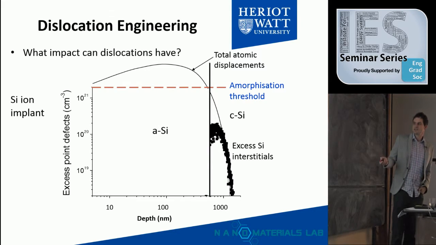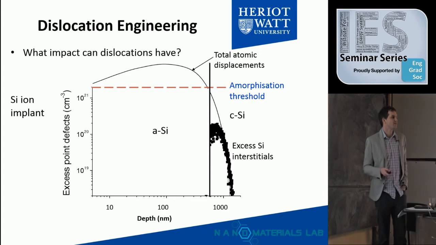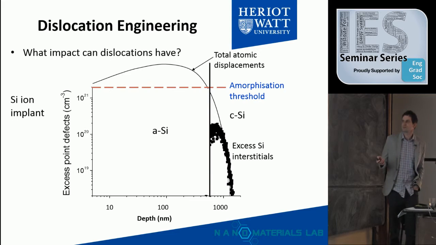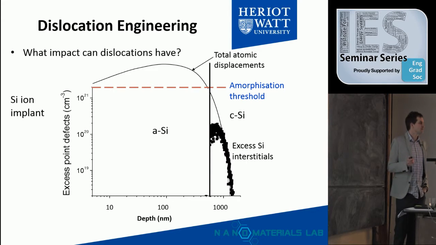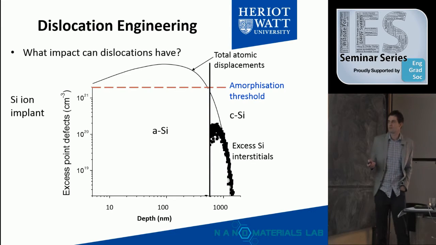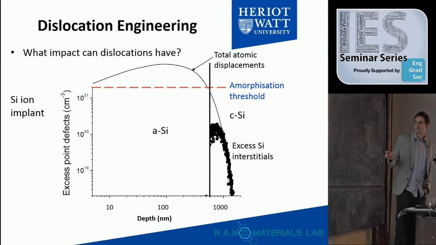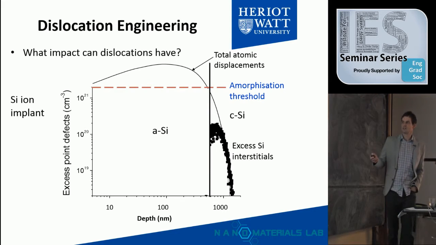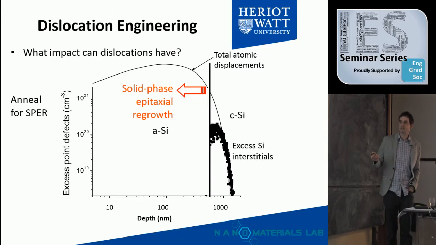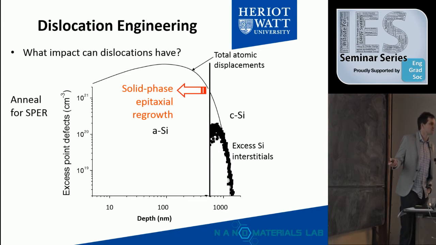Slightly beyond this, at slightly deeper depths, we just get excess interstitials for the same reasons as in the vacancy engineering experiments. When we anneal this time, we use higher temperatures, around 900 or 1,000 degrees, and we get regrowth from this interface between amorphous and crystal. This acts as a crystal seed, and we get solid phase epitaxial regrowth towards the surface.